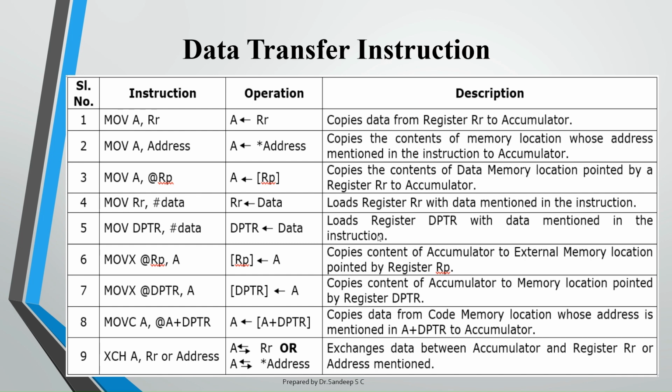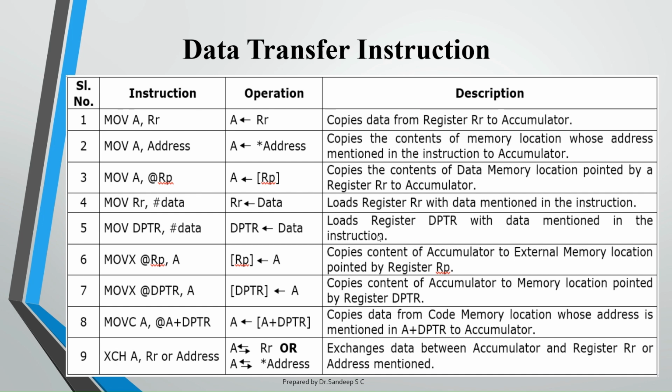As I already told, we have separate instructions for data memory, code memory, and external memory. Only the MOV instruction is used for data memory access. MOVX is used for external memory access, and MOVC is for code memory access. Now MOVX A, @Rp, where Rp is again a register pointer. As I said, in this case, the size of the external memory should be less than 256 bytes. That means we can address only 256 bytes of memory locations because Rp is an 8-bit register.